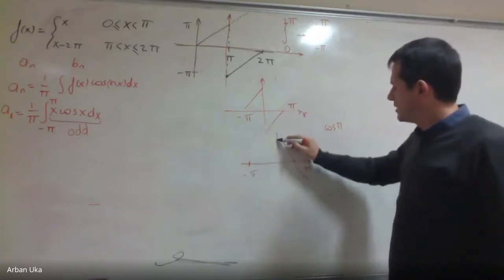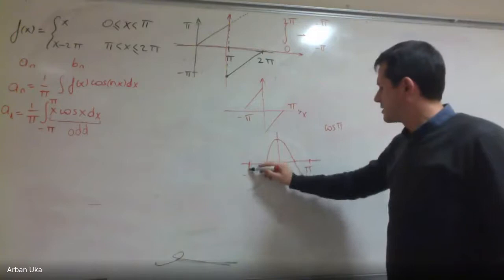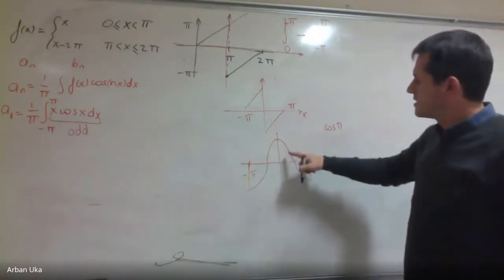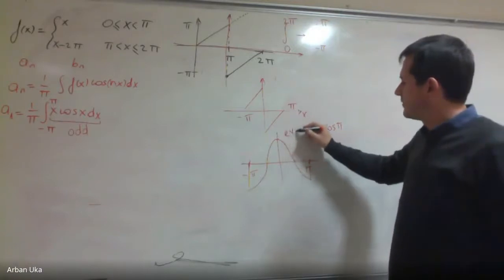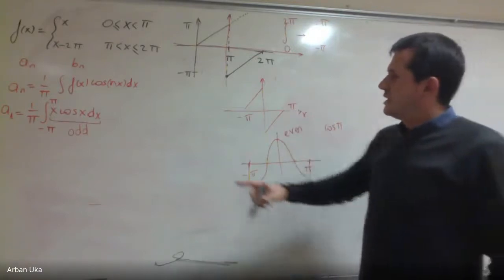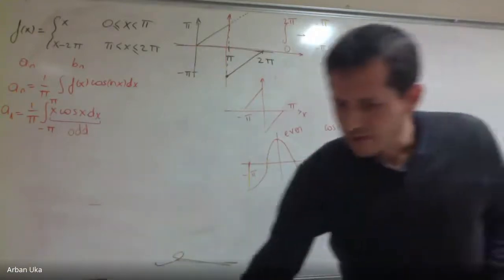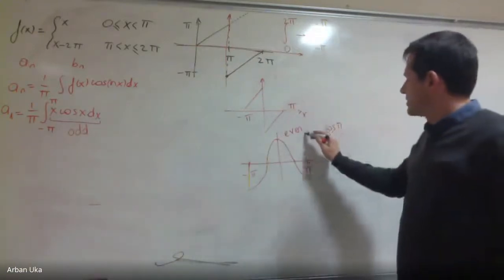I made a mistake. It's going to be like this and like this. Okay, so this is the correct one. This is cosine x, and this is an even function. Now x, which we multiply by this cosine x, is an odd function. And it's something like this.